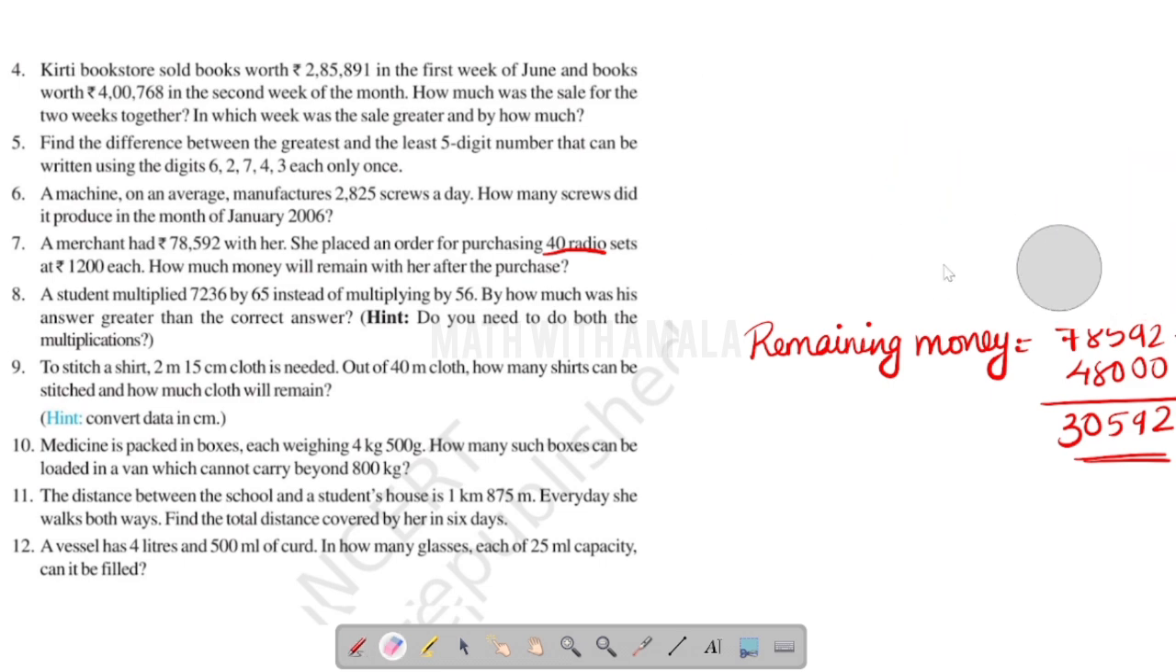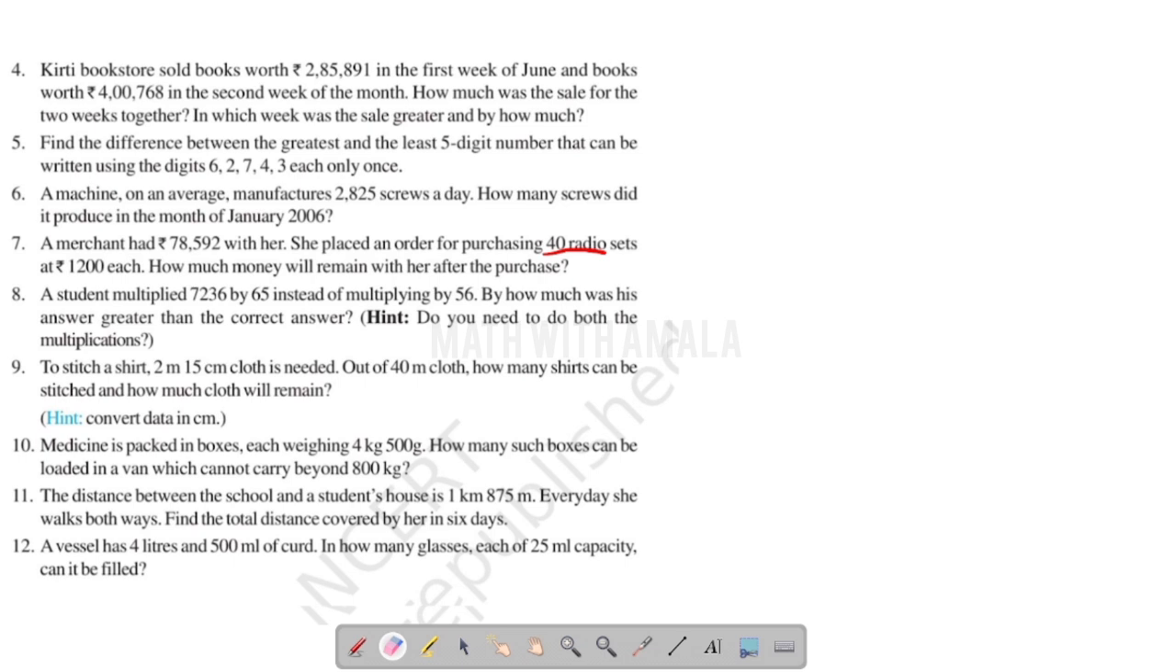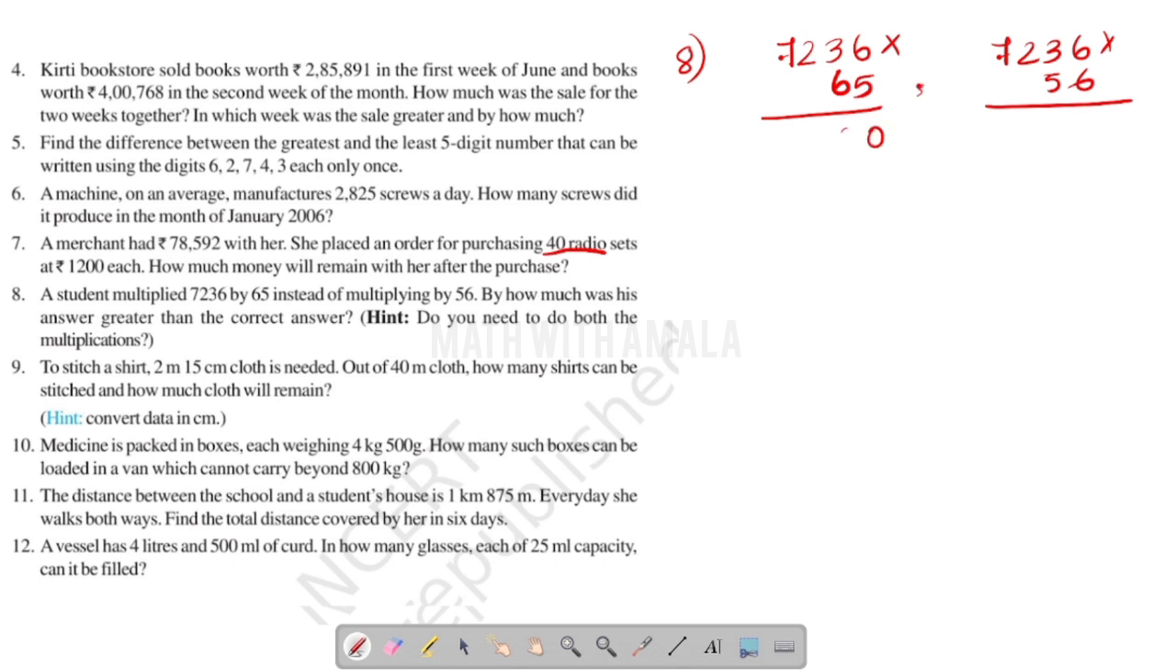Okay. Next question. A student multiplied 7236 by 65 instead of multiplying by 56. By how much was his answer greater than the correct answer? So the hint is given. Do you need to do both the multiplication? Actually, we don't want to do the multiplication in the real method. We are having another method. We will discuss that towards the end of this question.